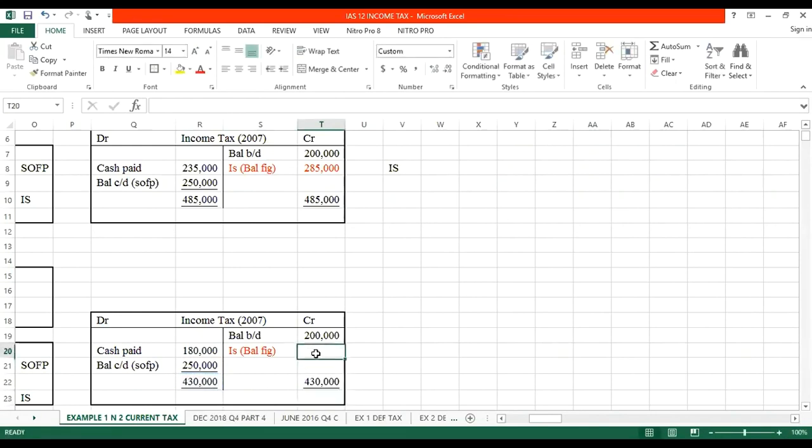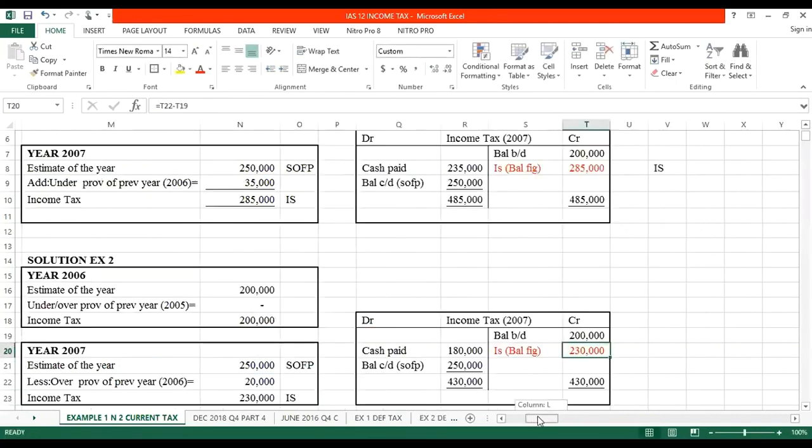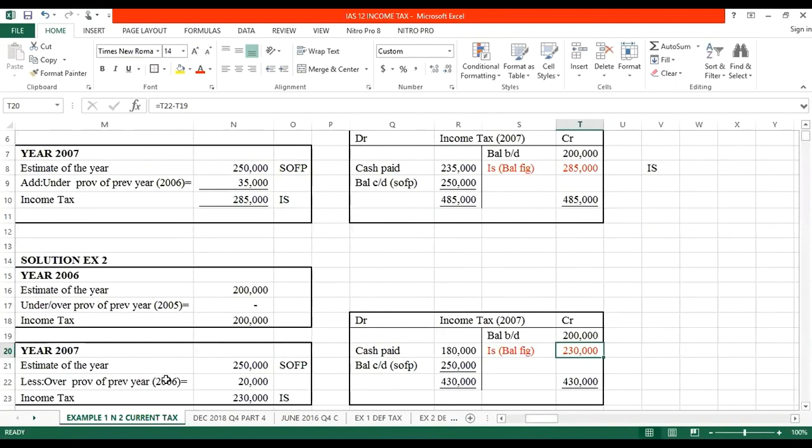What will be your balancing figure? Your balancing figure will be equal to 430 minus 200. What do you get? 230. This 230 is the same as that. Again, you choose the one that you easily remember. So I've given you two options. Let us look at a past paper question.